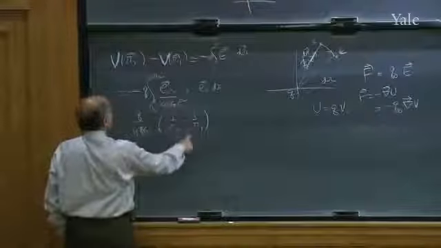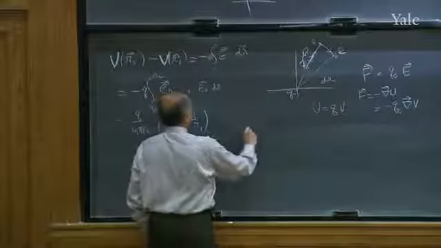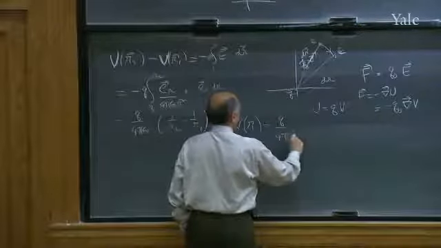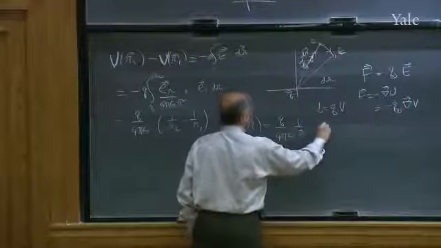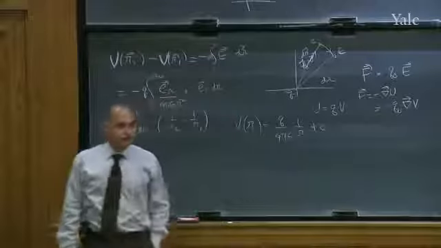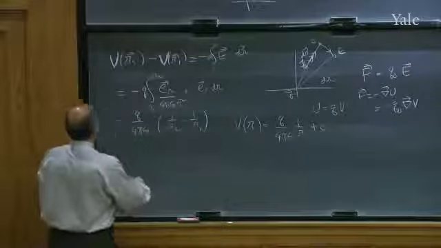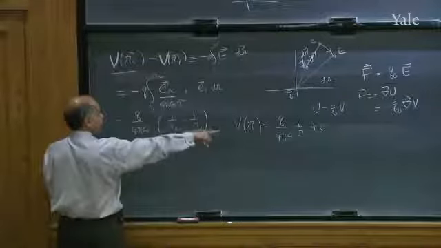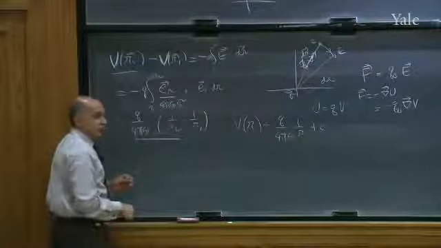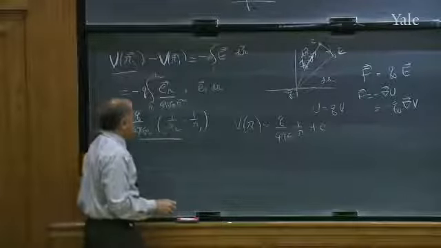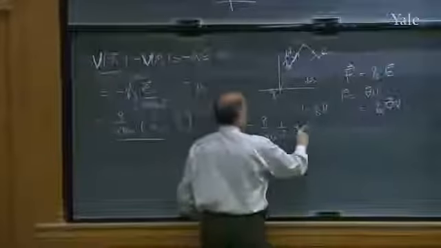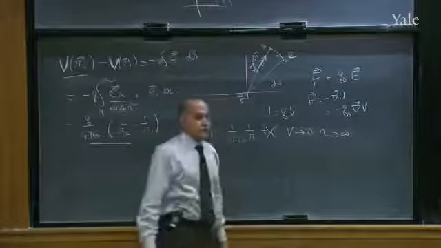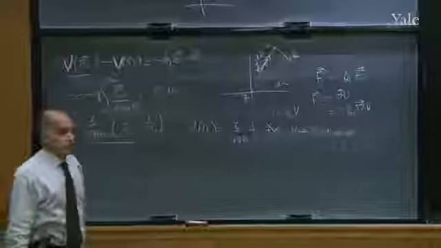By comparing this expression to this expression, we can conclude that V at any point R is Q over 4 pi epsilon 0, 1 over R, plus any constant. Any constant, because you cannot immediately say this is equal to this and this is equal to that, because even if you add a constant to both, it will still be true. And we can pick the constant any way we like. It is common to pick the constant so that V goes to 0 as R goes to infinity. That's what we will do. That's the convention.